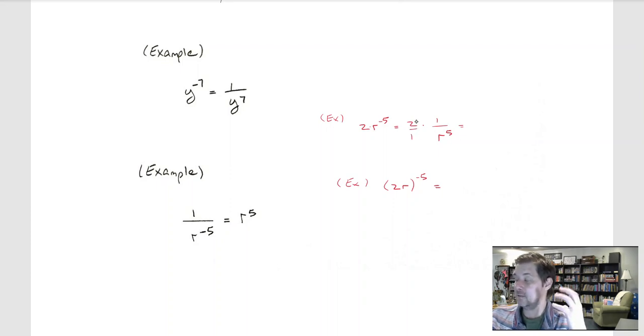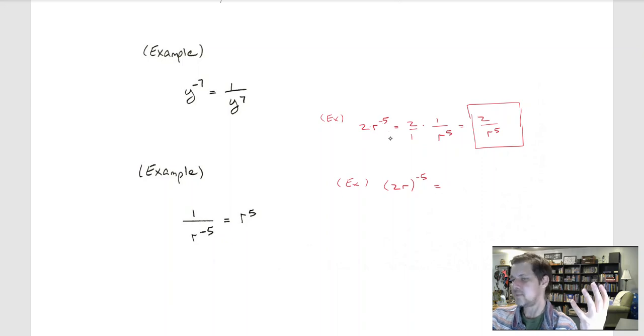Right, and I've got 2, but let's put that as 2 over 1 times 1 over r to the 5th power. Why would I put the 2 over a 1? Well, because when you multiply fractions, the technique is to multiply straight across. So I've got 2 times 1, which is 2, over 1 times r to the 5th power, which is r to the 5th power. Okay, so that's what we could say about reducing 2 times r to the minus 5 power.